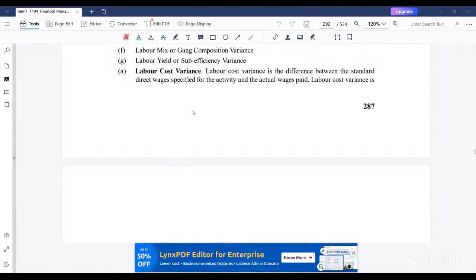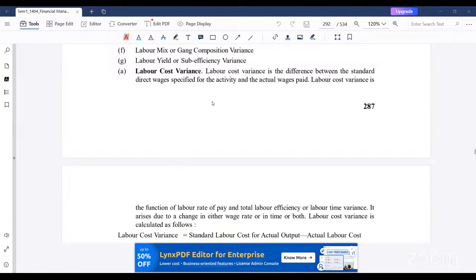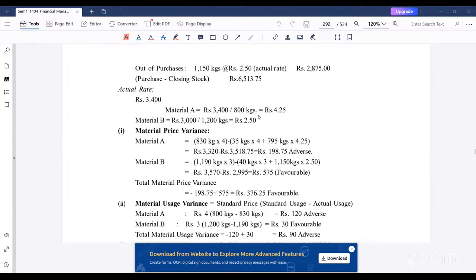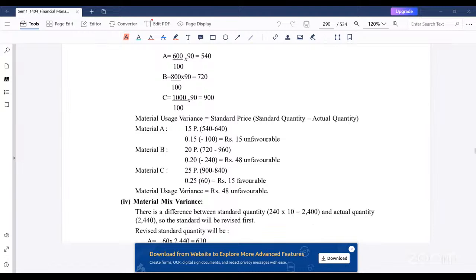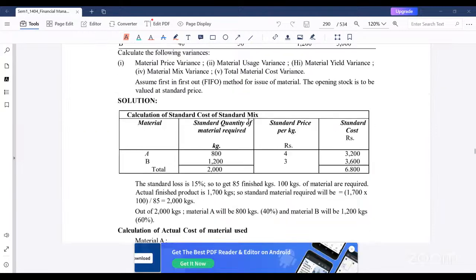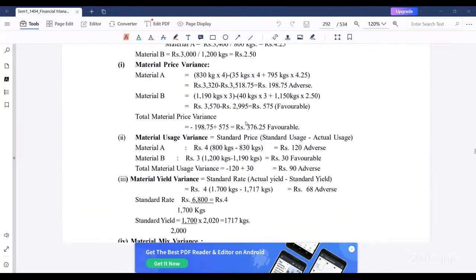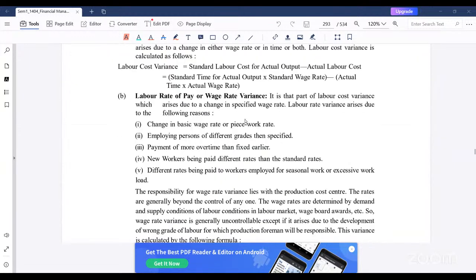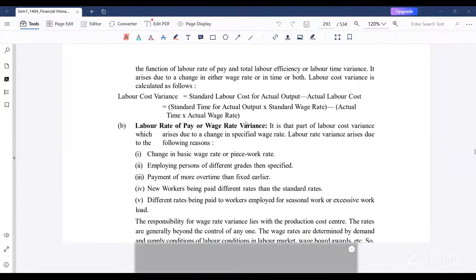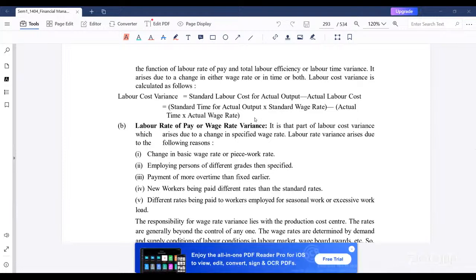So if you look at labor cost variance, it is the difference between the standard direct wages specified for the activity and the actual wages paid. And labor cost variance is a function of labor rate of pay and the total labor hours or labor time variance. So it arises due to a change in either wage rate or in time or both.